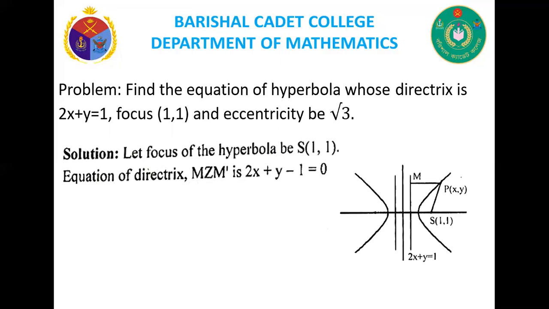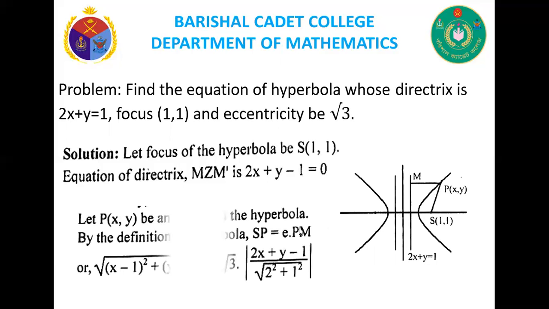Cadets, observe that here I have drawn a picture, and in this picture this line is the directrix whose equation is 2x plus y equal to 1. This is the focal point S, with coordinates (1, 1). This is any point P on the hyperbola. Now let P(x, y) be any point on the hyperbola.